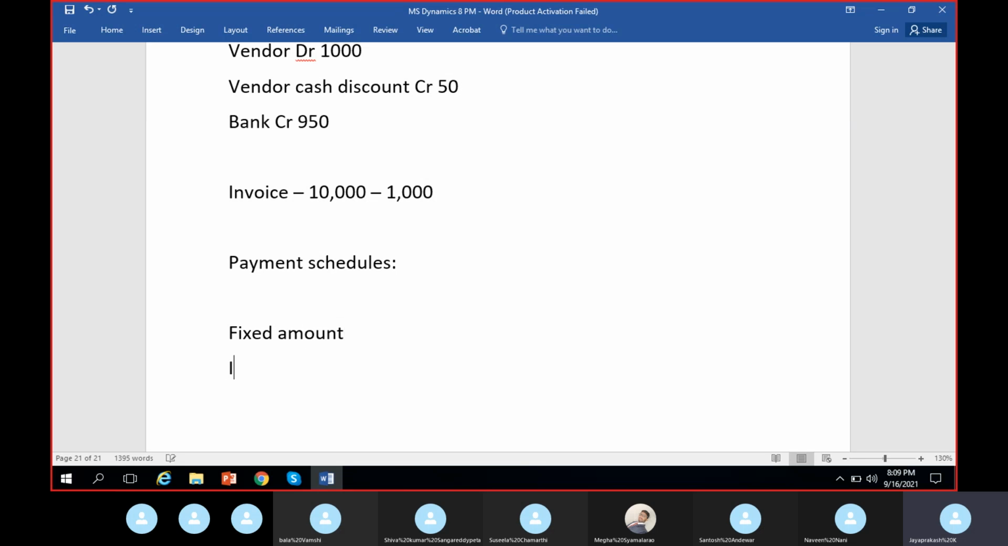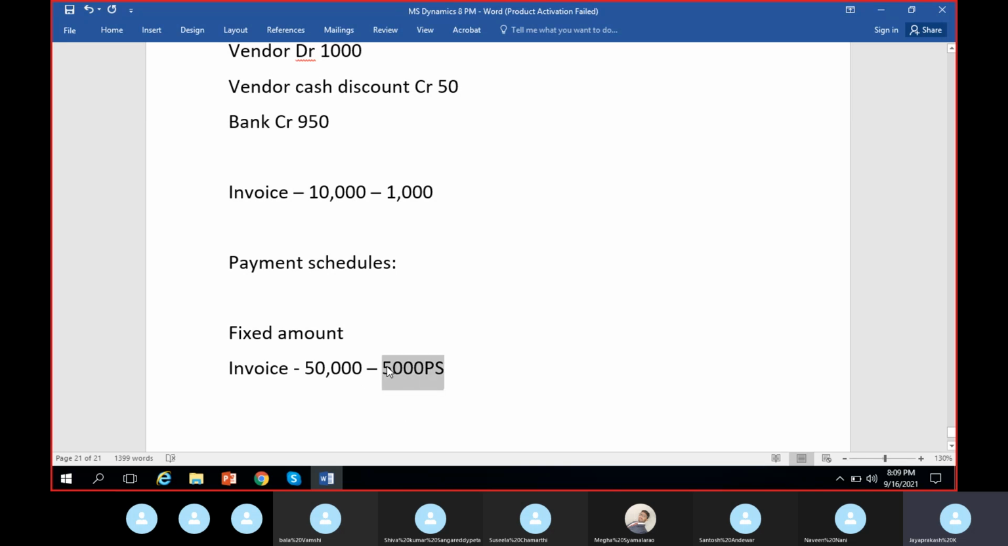Okay, I have an invoice for $50,000. So I was saying that I'll pay in installments. For every installment, I'll pay a fixed amount of 5,000. How frequently you would pay, that you have to configure. You will pay 5,000 per schedule for this 50,000 invoice.